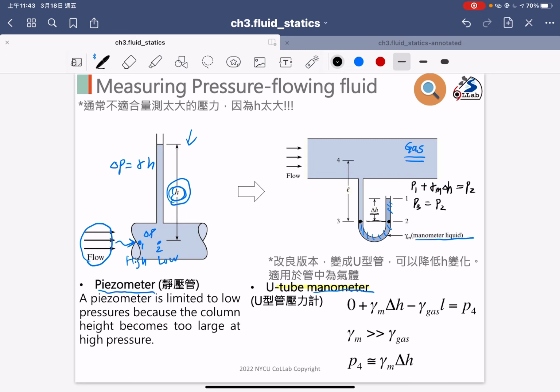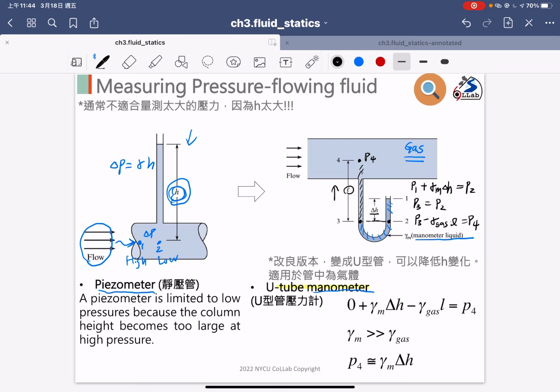Okay? And then how about the P4? Because the height is rising, that means the pressure is decreased. So P3 minus the gamma, right now the gamma is the gas gamma, because the material in here is the gas. The gamma gas times L will equal to P4.